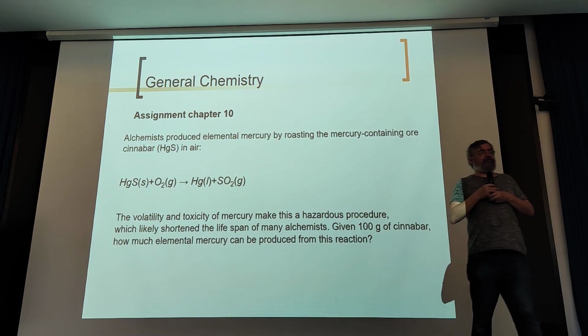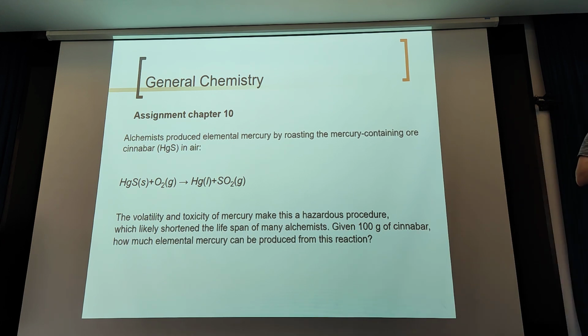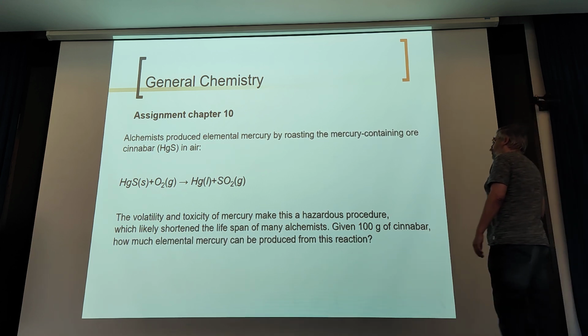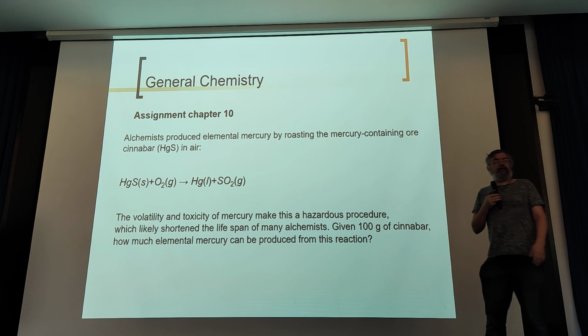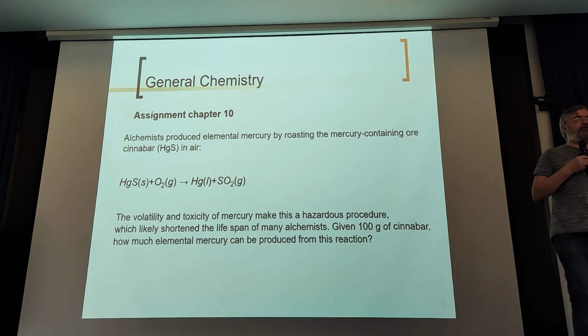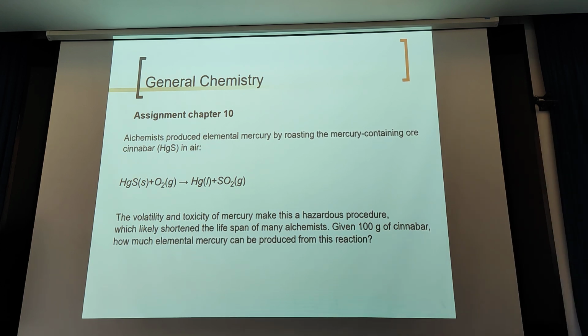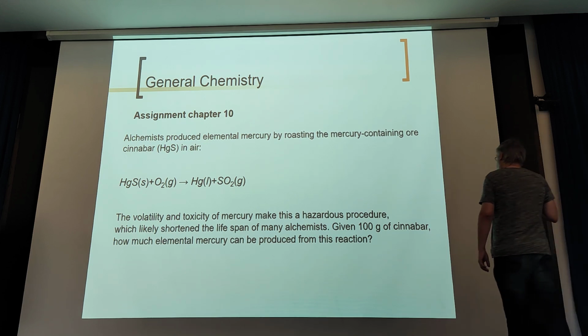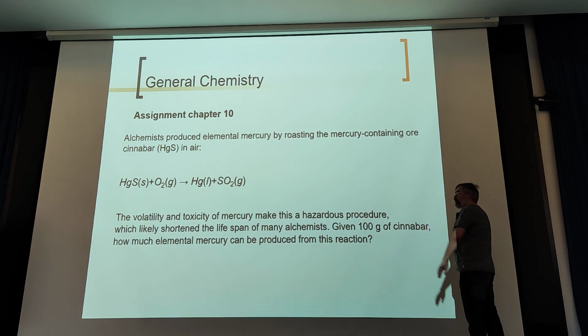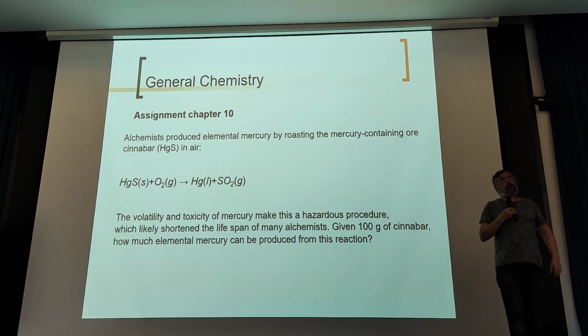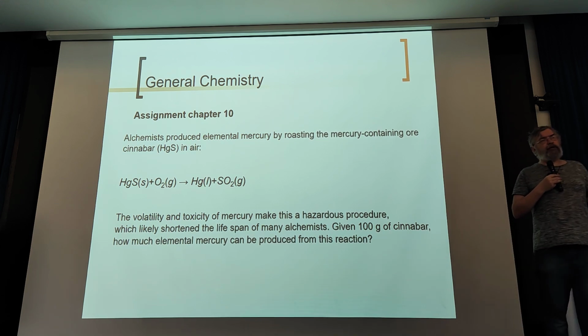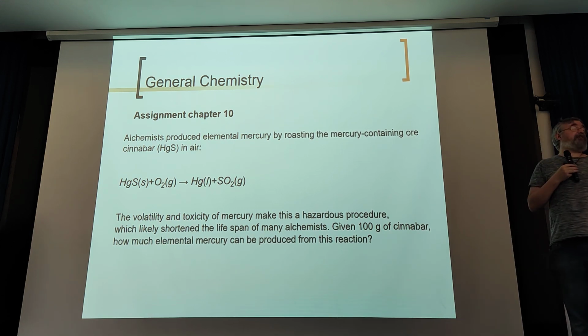And this is the second assignment, also a simple stoichiometric calculation, about how much mercury is in cinnabar. So cinnabar is mercury sulfide. Normally you can prepare mercury by removing the sulfur by treating with dioxygen. So if you start from 100 grams of cinnabar, how much mercury can we form, assuming that we have a complete reaction?